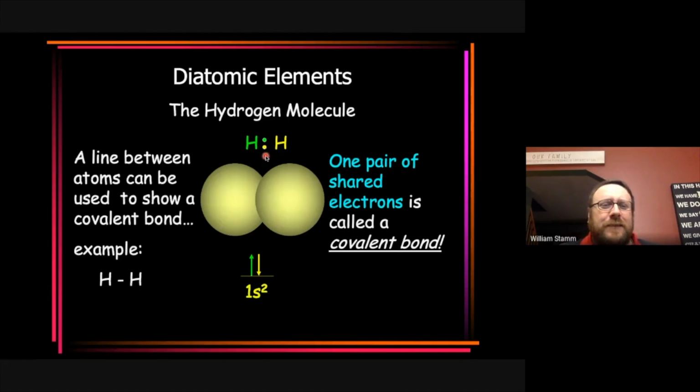So let's continue a little bit to see some other details here. You can sometimes draw, instead of drawing the 2 dots like that, a line in between the H's. That's very commonly done to signify that bond. So a line between the atoms shows the covalent bond between these 2 hydrogen atoms, that shared pair.